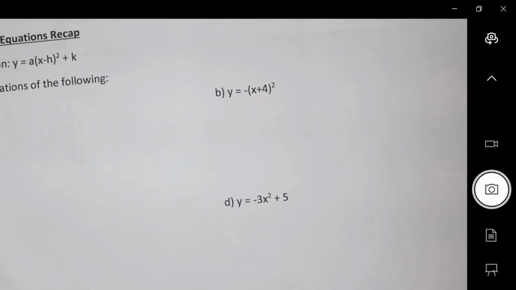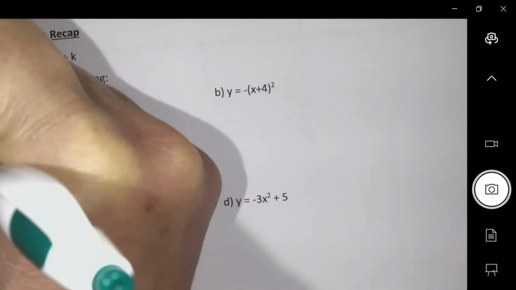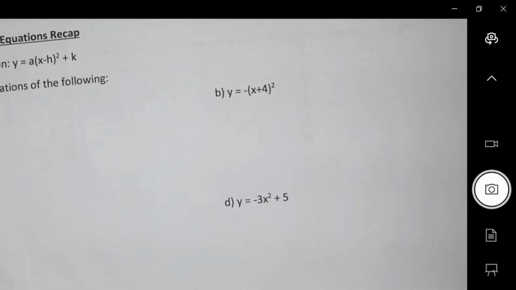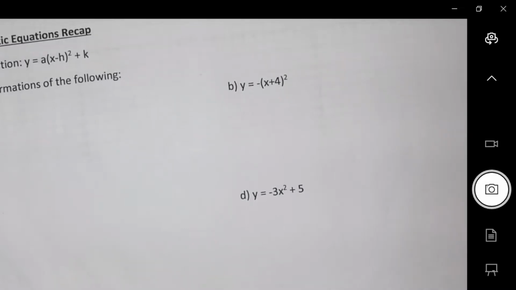Okay, so the first thing we learned was transformations. You're going to answer me the following. Your options are these: it could narrow, widen, flip downward, or move left, right, up, or down. For A, there are two answers you need to tell me. It does something and something. So I gave you your options. Those are your options.